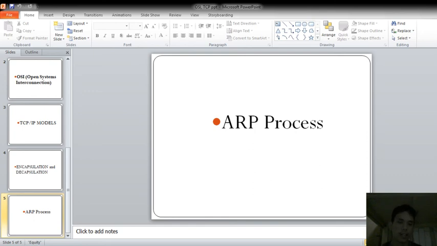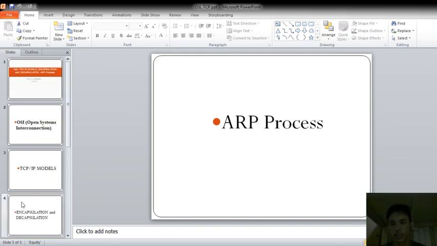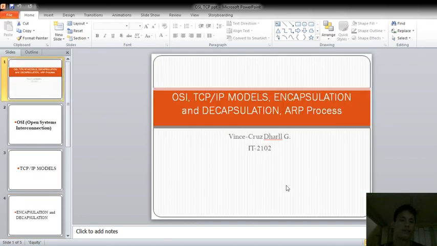So that is the ARP process, also known as the Address Resolution Protocol. So that's it for today's video. I already discussed the OSI model, the TCP/IP model, the encapsulation and decapsulation process, and the ARP process.